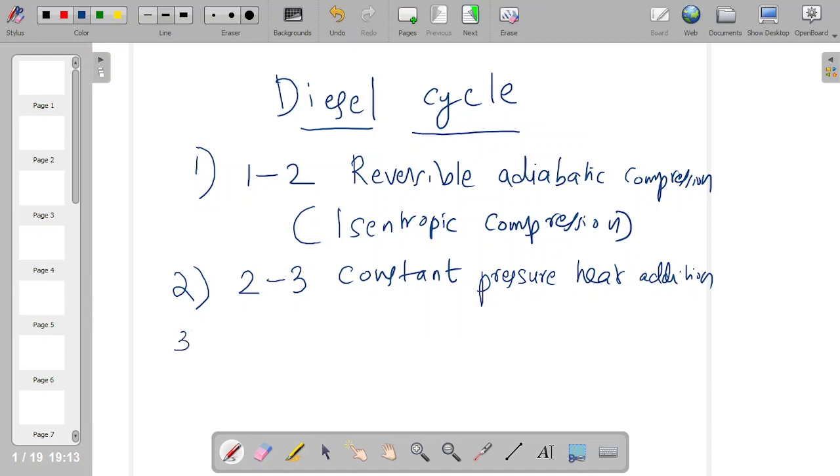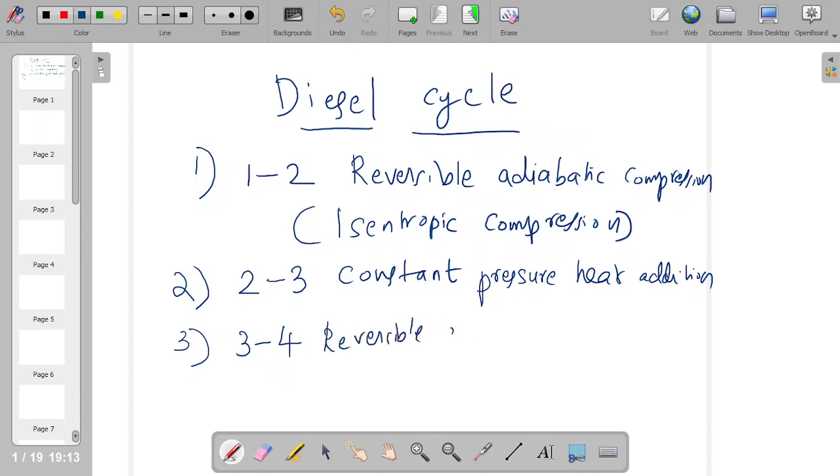Now we have to produce the power. So we have compressed the air and we have added heat. Now we have to expand and produce some work. So our 3 to 4 will be the same as that of the Otto cycle, that is reversible adiabatic expansion. And the last process is also the same, because heat is rejected at constant volume just like the Otto cycle.